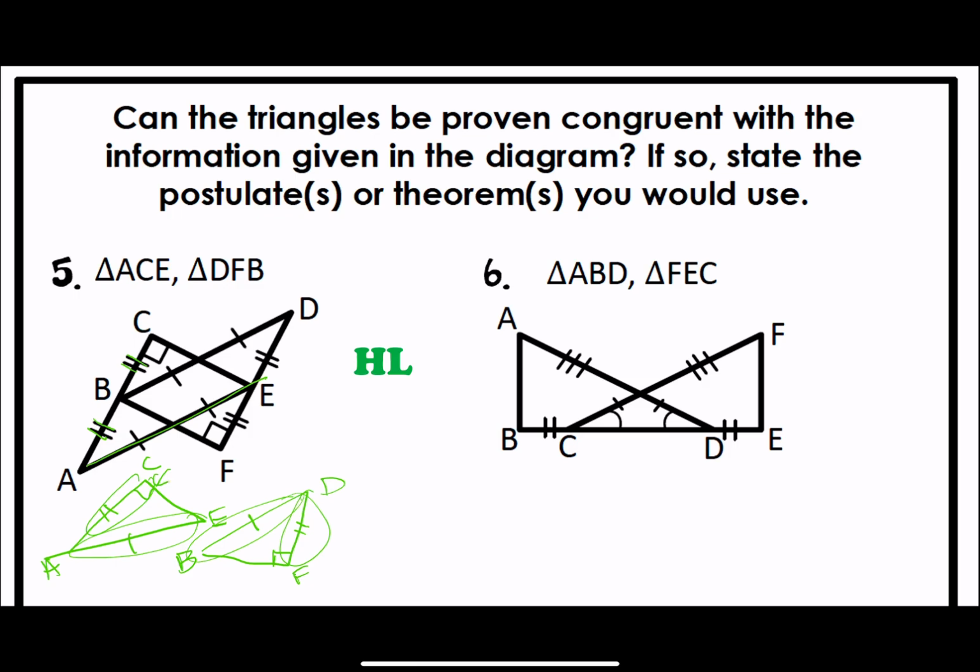All right, this last one, I'm going to split it out again. So we've got triangle ABD and CEF. Angles D and C are congruent. And this part that is overlapping, we know it's going to be congruent because it's the same part. That means BD is going to be congruent with CE.